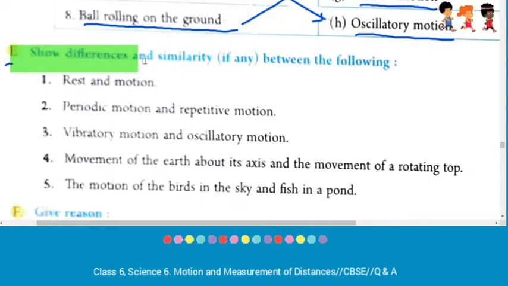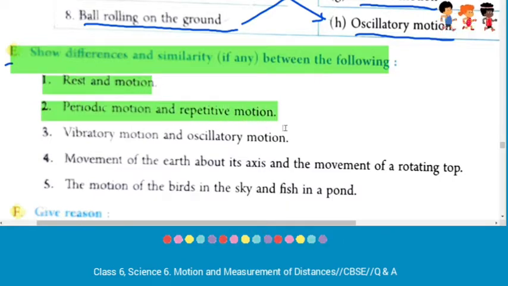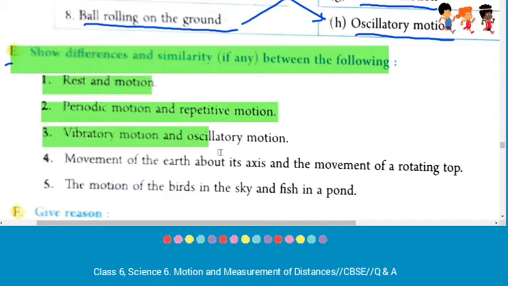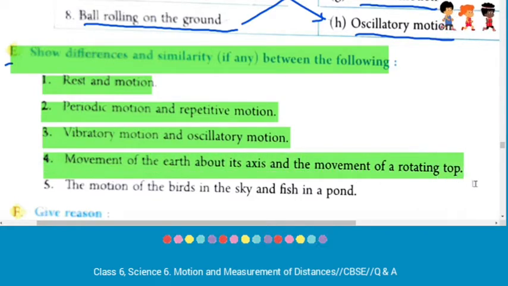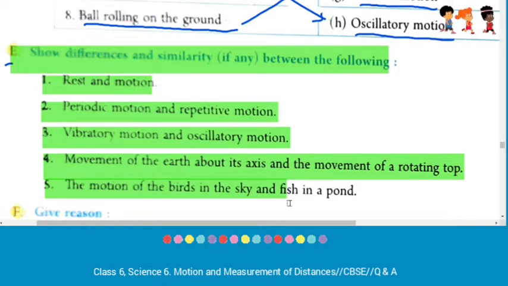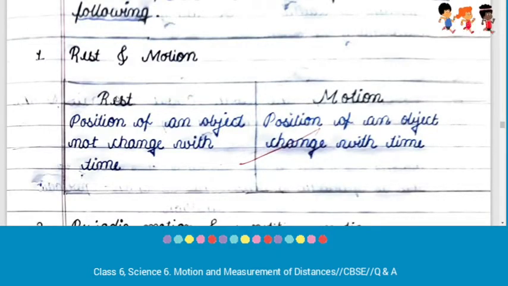Section E. Show the differences and similarity, if any, between the following. First one, rest and motion. Second, periodic motion and repetitive motion. Third, vibratory motion and oscillatory motion. Fourth, movement of the earth about its axis and the movement of a rotating top. Fifth one, the motion of the birds in the sky and fish in a pond. So we will see the answers of these questions one by one. First one is rest and motion. What is rest?